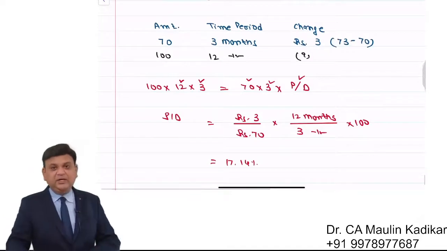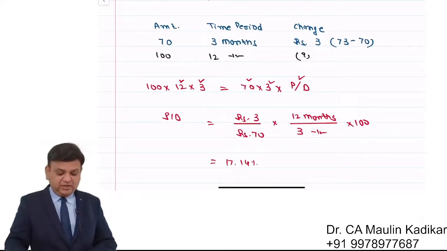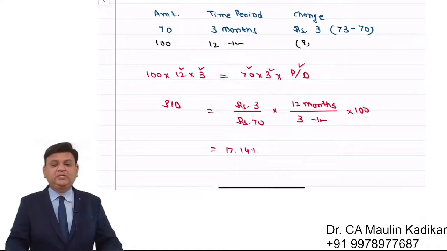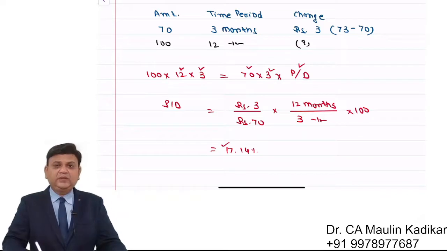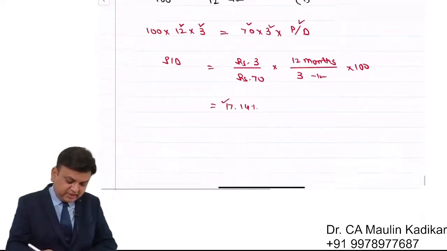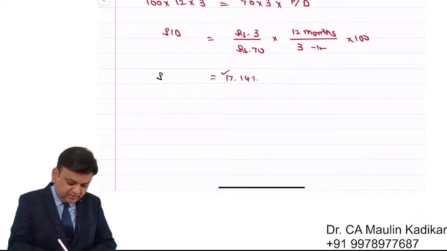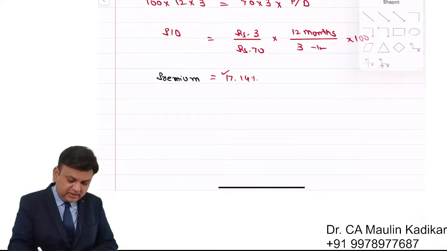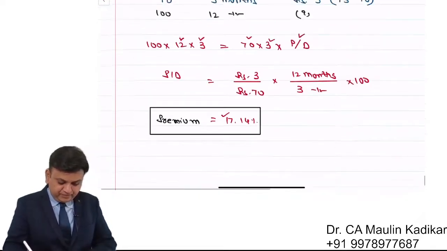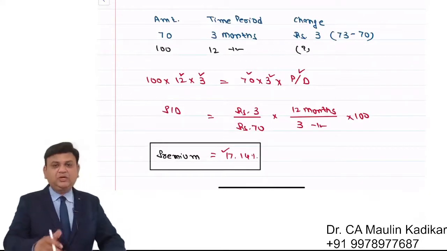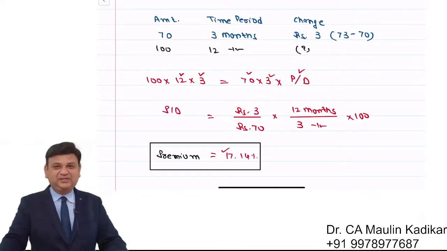ये 17.14% क्या बताता है फ्रेंड्स? ये बताता है कि अगर ऐसे ही चलता रहा, then in that case, at the end of the year, dollar currency will appreciate in comparison to rupee currency at the rate of 17.14%. Friends, the answer positive है, so इसको बोला जाएगा that the dollar currency is at premium. That is what we understand. So accordingly, we are required to make the calculation of the answer.